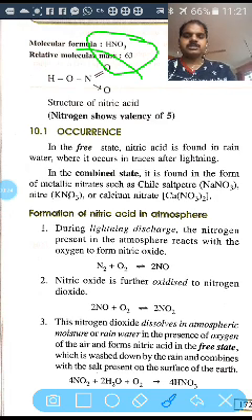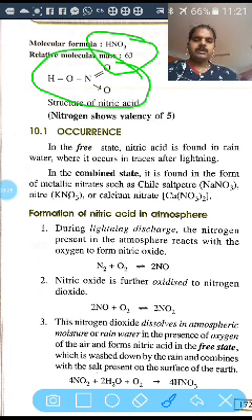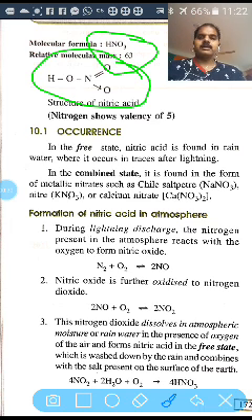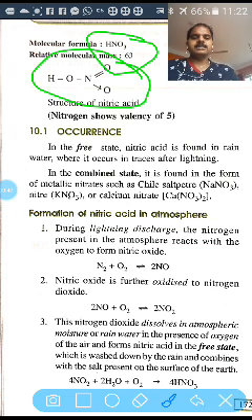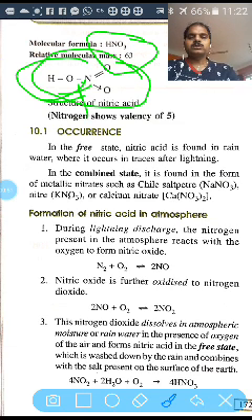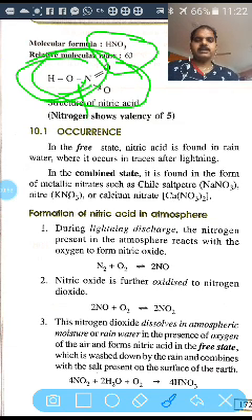And if we consider the structure, we can see that the structure consists of nitrogen at the center and three oxygen atoms bonded to it. Two oxygen atoms are bonded via a double bond. We can call it a coordinate bond and a double bond also. And another oxygen atom is connected to nitrogen via a single bond, and that oxygen is also combined with a hydrogen atom.